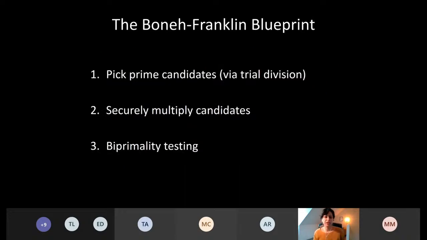So let me introduce the famous Boneh-Franklin blueprint. It's just three steps. First we pick prime candidates, and in the original work that's done via trial division. Then we perform the secure multiplication of P and Q, and then we do a biprimality testing of N, the capital N, the product.